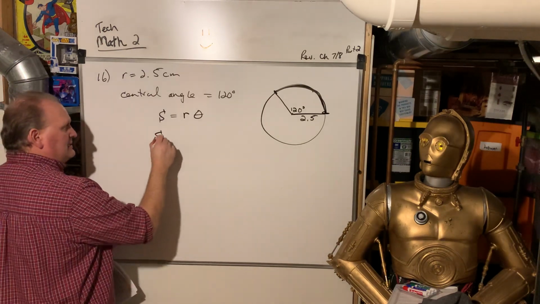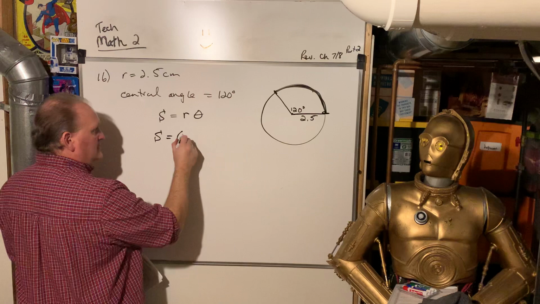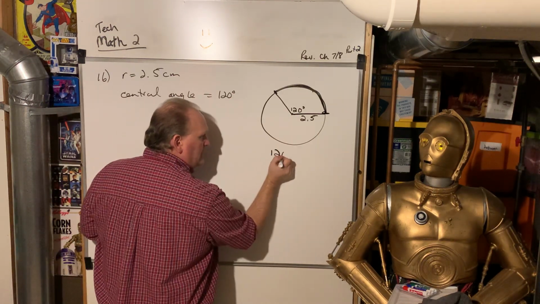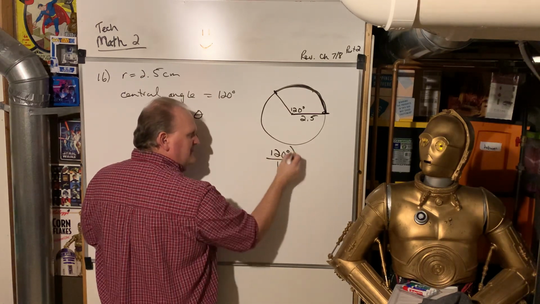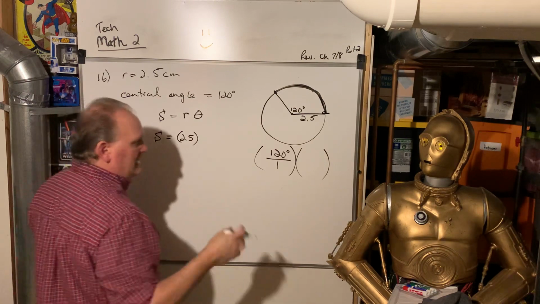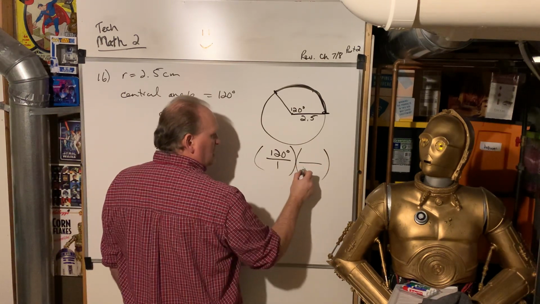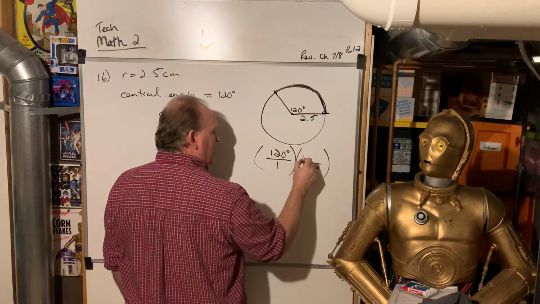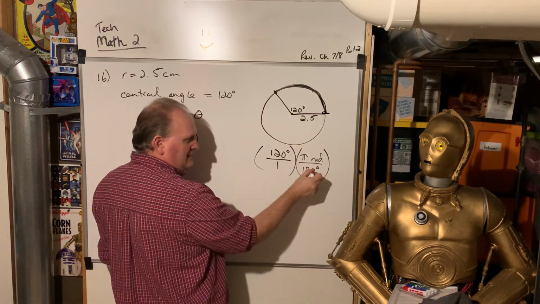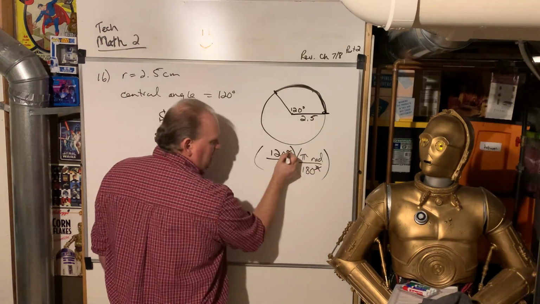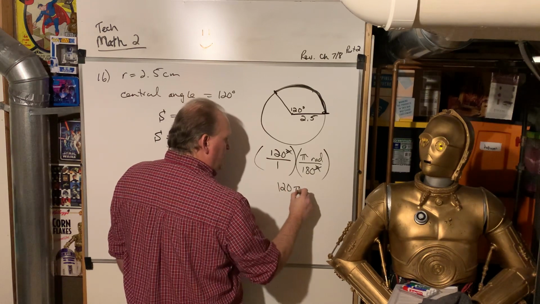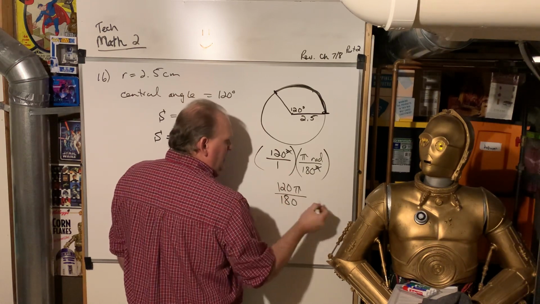So S is arc length, R is 2.5. Theta in radians is going to be 120 degrees. And again, I think in 116, we converted from degrees to radians, radians to degrees. So look, there's 180 degrees in pi radians. I want radians to stay, degrees to go, so I put that 180 on the bottom. The degrees cancel, and then top times top, bottom times bottom. Numerators, 120 pi, denominator, 180, and that's in radians.